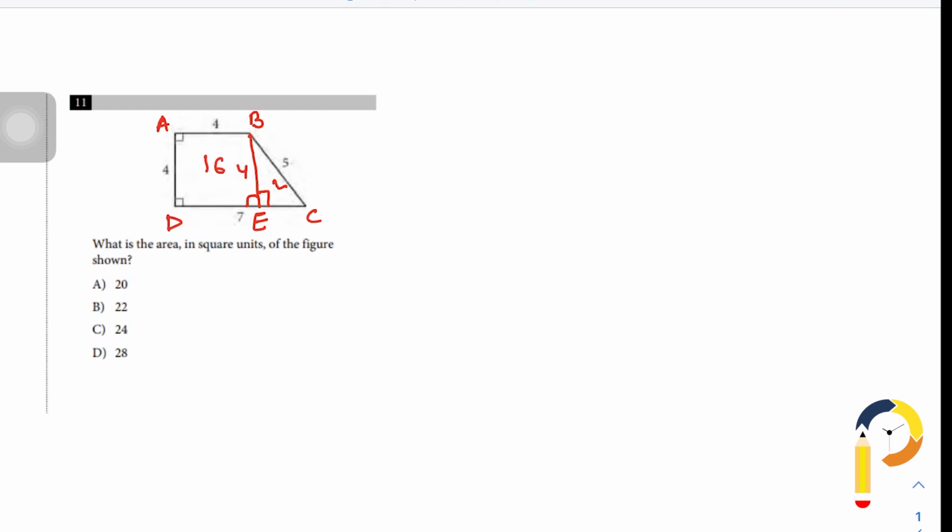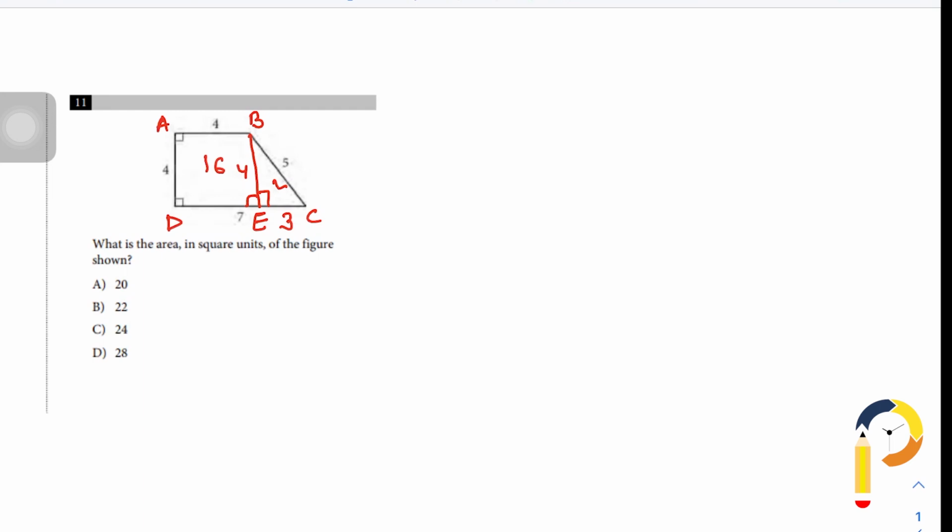Then what will be EC? To find the area, we definitely need EC. This is a right angle triangle, so you can use the Pythagorean theorem. As you see, the hypotenuse is 5, BE is 4. If you remember, there is a Pythagorean triplet, 3, 4 and 5. So definitely if the hypotenuse is 5 and this is 4, EC is going to be 3.